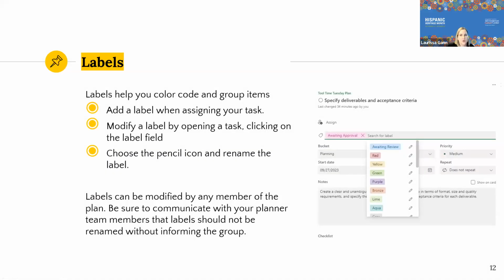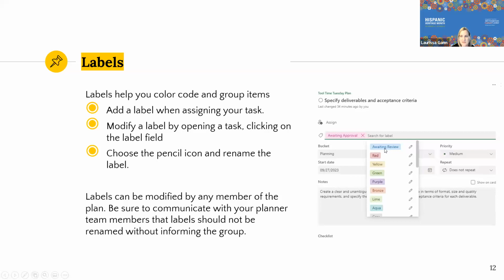You can also add labels. I personally love color coding things. I don't know if that's a librarian thing or it could be my dyslexia. I love color codes. So you can add labels in here to help you group things and help things pop a little more for you visually. You add a label when you're assigning your task.